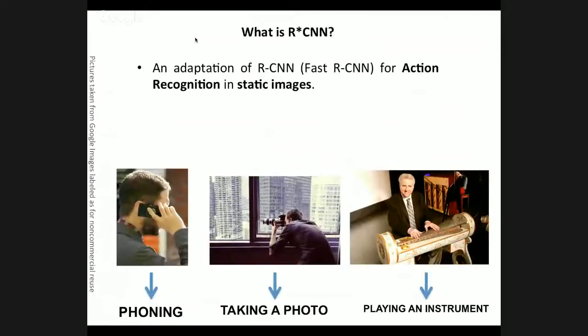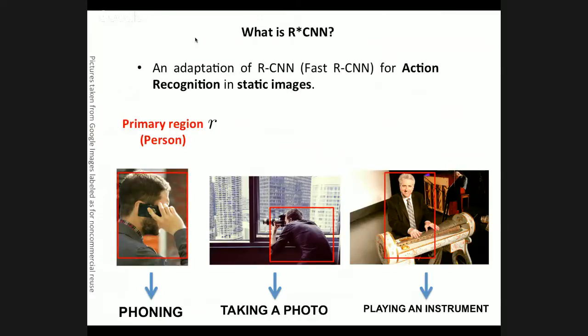Well, the paper is about recognizing actions in images. As input, we have an image, and we try to recognize some action. R*CNN is based on R-CNN, which is for object detection. The idea of the paper is that we have a person in an image. For instance, here is one person in each of these three images, and we can find them.